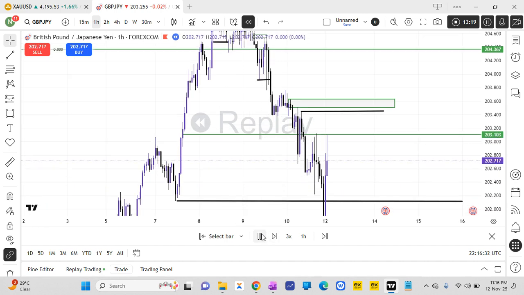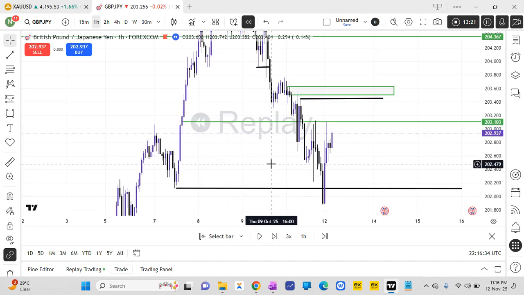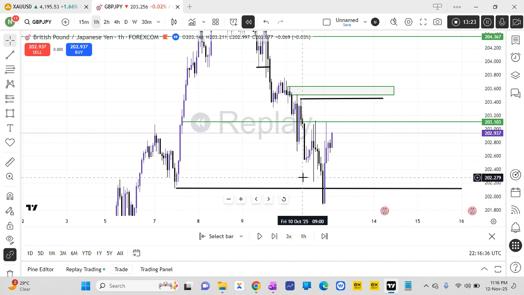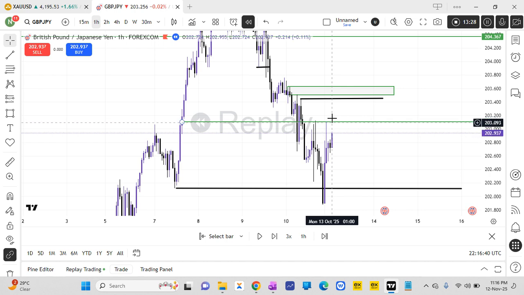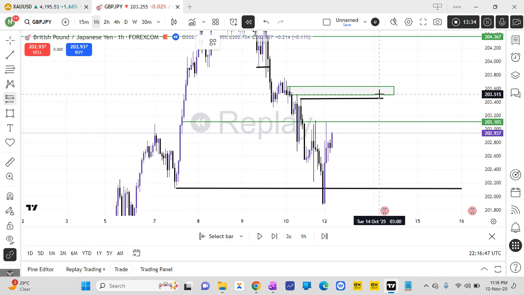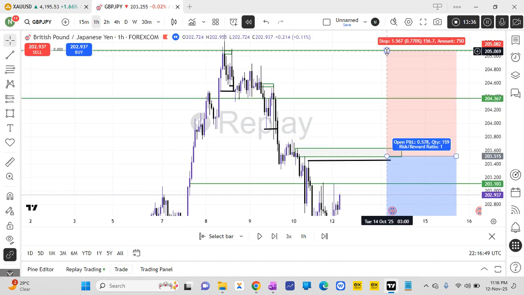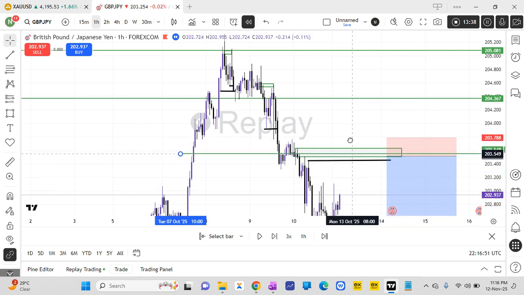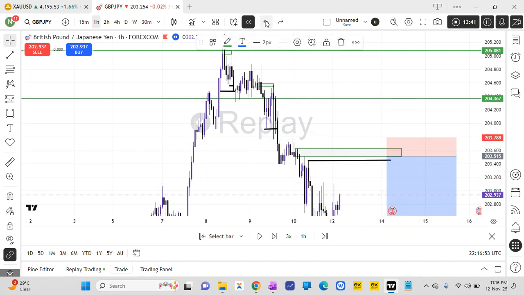Okay. Sharp. Took out, created break of structure. The inducement has not yet formed because it's still trending upwards. So we'll still be focused on this one. We'll still have our sell here.